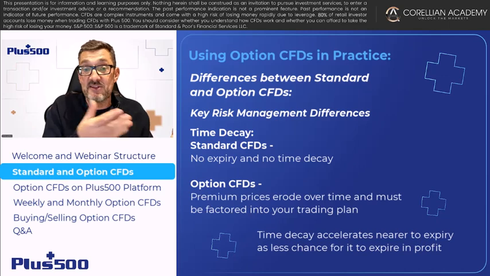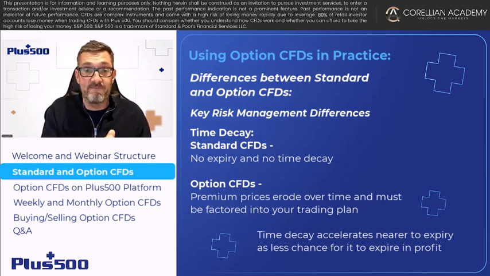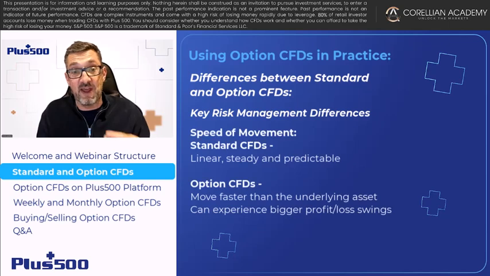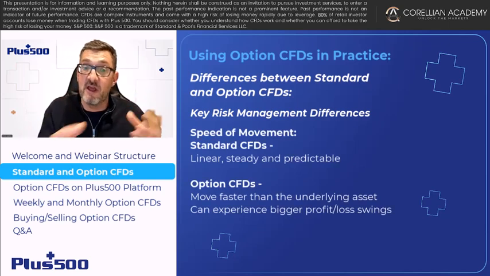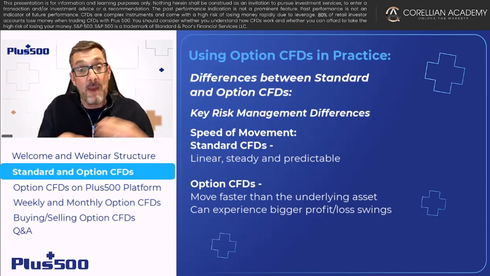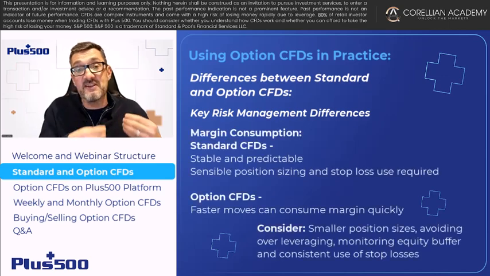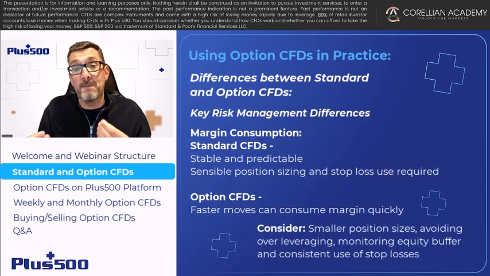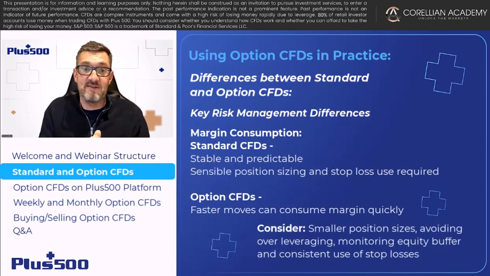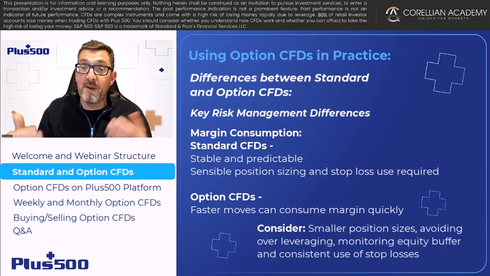With option CFDs, time is always a factor, and it must be part of your trading plan. Another factor to consider is option CFDs move faster than the underlying asset. This acceleration cuts both ways. Bigger equals faster profits, but bigger can equal faster losses. Because option CFDs can move quickly, your margin can be consumed faster than you expect. If your equity drops too far, the platform will automatically close the position to protect your account.